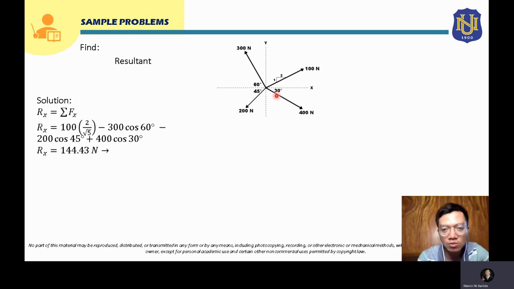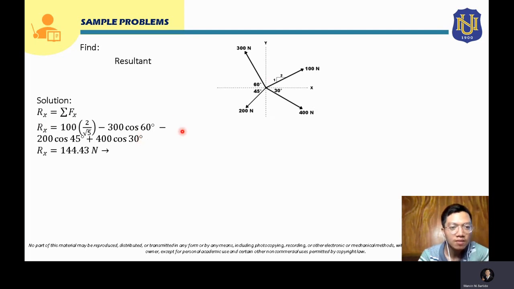And for the last force, this is 400 Newton. Its horizontal component will be 400 cosine 30 degrees. And since this is directed to the right, this will be positive. That's why it's positive 400 cosine 30 degrees here.